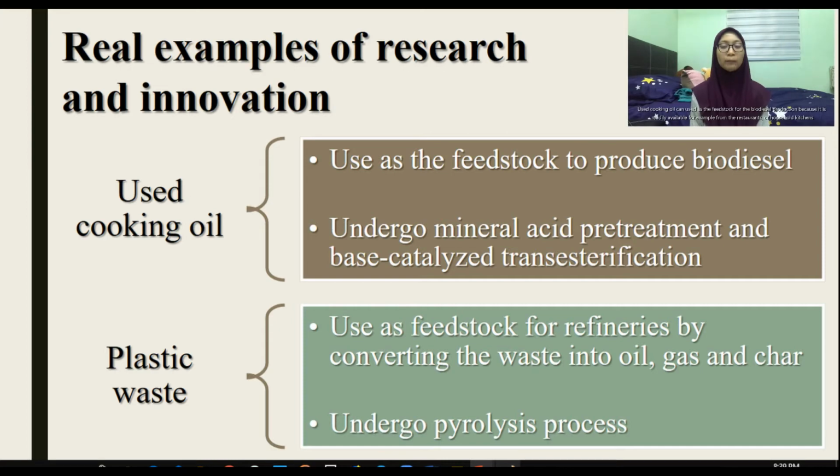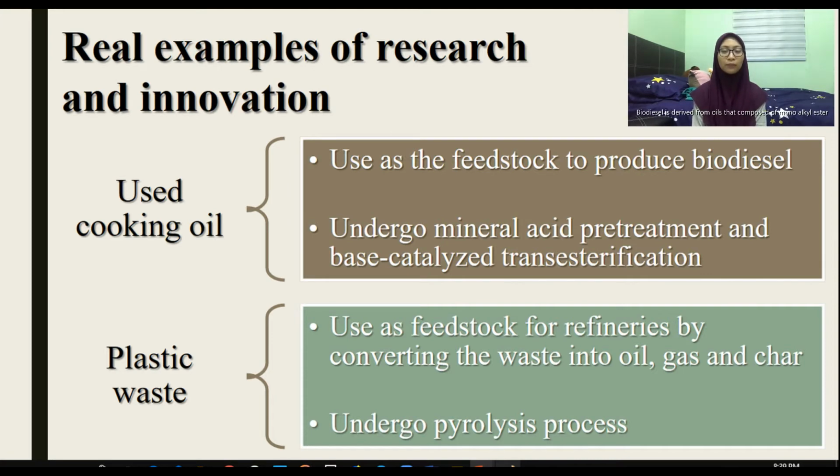Used cooking oil can be used as the feedstock for biodiesel production because it is readily available, for example, from restaurants or household kitchens. Some benefits of using used cooking oil as feedstock: it can reduce the cost of feedstock for biodiesel production. It doesn't require any additional plant culture. It can prevent toxic discharge to the environment, and contamination problems can be reduced by reusing the waste.